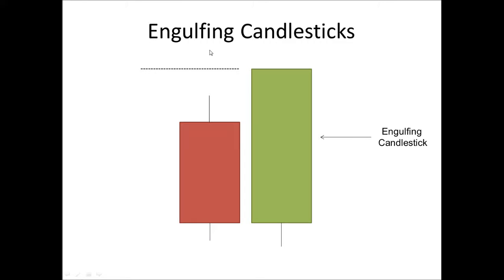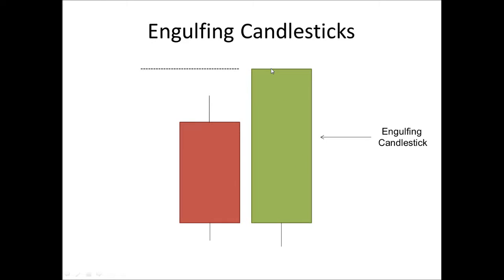In previous videos we looked at pin bars, Doji candlesticks and spinning tops. In this video we're going to look at my favourite type of candle, and that is engulfing candles or engulfing candlesticks. This is an example of an engulfing candlestick.